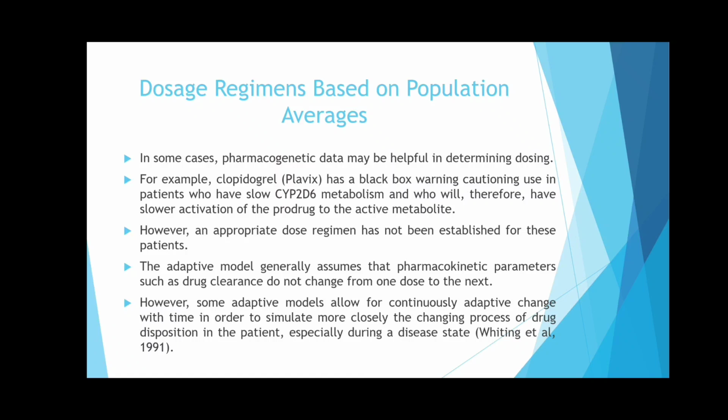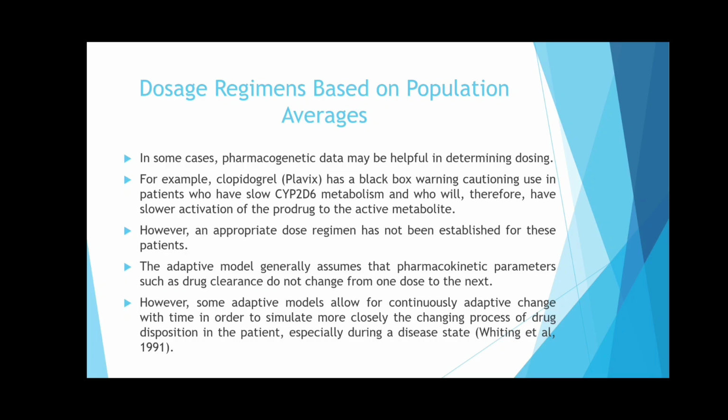Clopidogrel is a drug that has a black box warning caution. Black box warning caution means there is a warning that an adverse effect may be an injury or it may also cause death. That is the black box warning for patients with slow CYP2D6 metabolism. So in the patient population with slow CYP2D6 metabolism, there is a black box warning for consuming clopidogrel. So this we can get by a population average examination. However, an appropriate dose regimen has not been established for these patients.